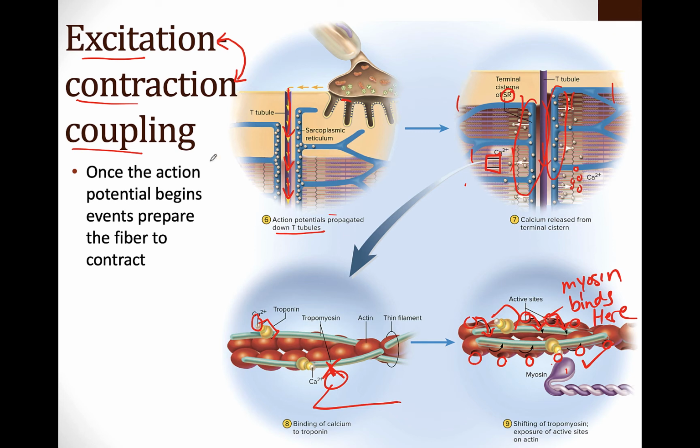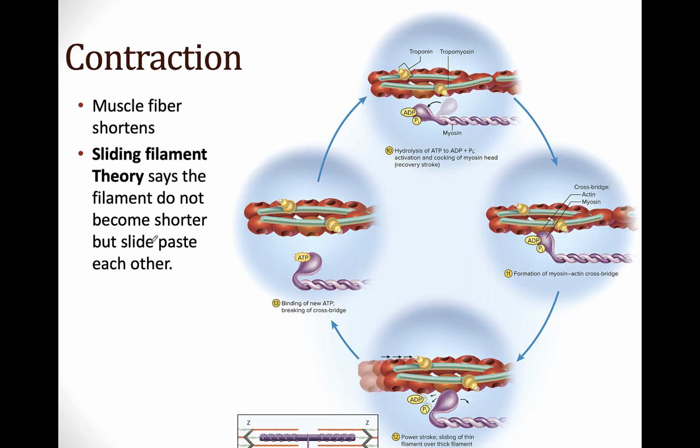So we had to get the excitation signal all the way down into the cell, release the calcium, which binds to troponin, and the troponin and calcium move tropomyosin out of the way. Here's the next phase. I really like this one. So this is the contraction.